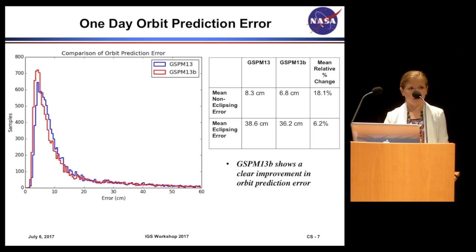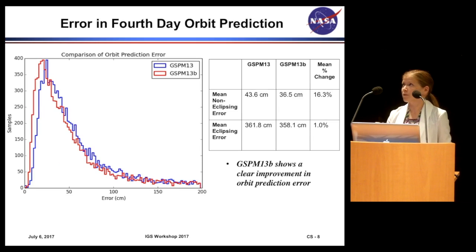So naturally we expect better improvement in the non-eclipsing arcs, and we see that we reduce the error by a couple of centimeters, so about an 18% improvement. And then for eclipsing arcs, we still also reduce the error by a couple of centimeters and still get some improvement there. And we see a similar story with the 4-day predicts. The entire curve is again shifted to the left, and we reduce the error for that 4th day predict by about 7 centimeters or 16%. And we still get a bit of an improvement in the eclipsing error.